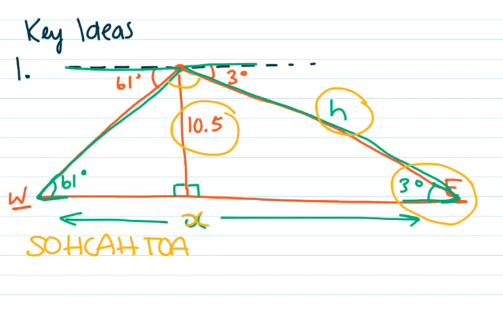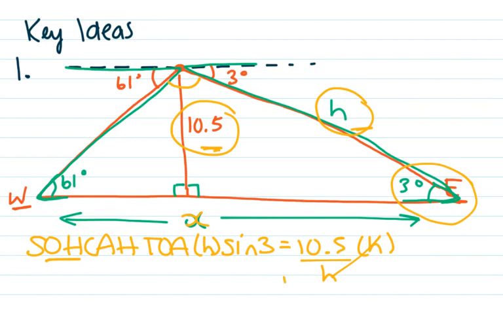So, starting with SOHCAHTOA first. We have this angle 3 degrees, we have the opposite side, and we want the hypotenuse. So opposite and hypotenuse is sine. So we'll do sine 3 equals the opposite, which is 10.5, over the hypotenuse, which is h, we don't know. So we want to get h by itself, so we're going to multiply both sides by h. And then we have h sine 3 equals 10.5. We'll divide both sides by sine 3. h equals 10.5 divided by sine 3, and that is, in your calculator, 200.62 kilometers.